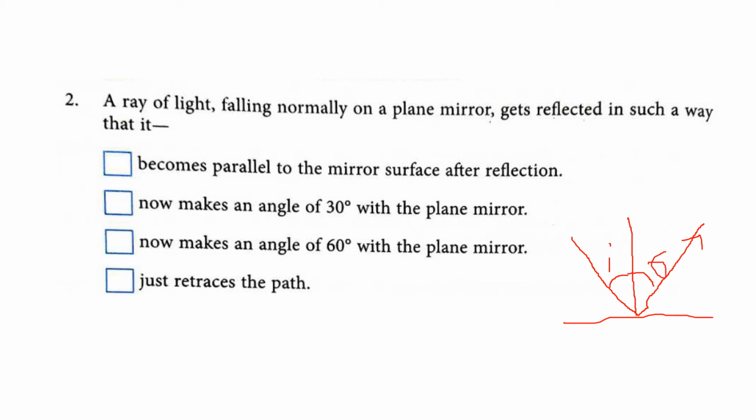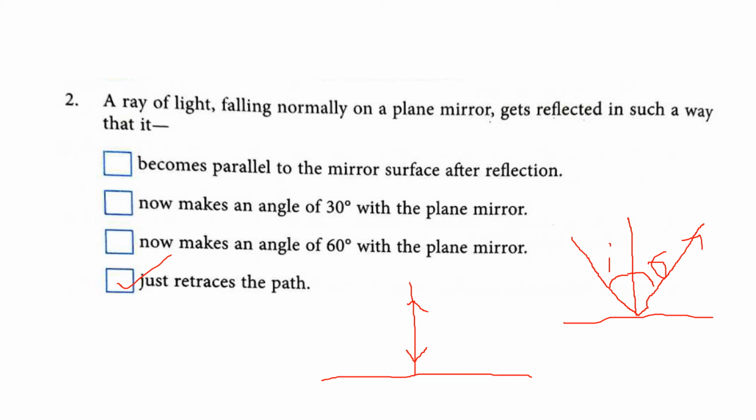But here in this case, they are saying that the mirror surface is there, the normal is there like this, and the light ray is also falling along the normal. Then what happens? The reflected ray also will come out along the normal. So that is why we can select this option, just retraces the path. In the same line it will come back.